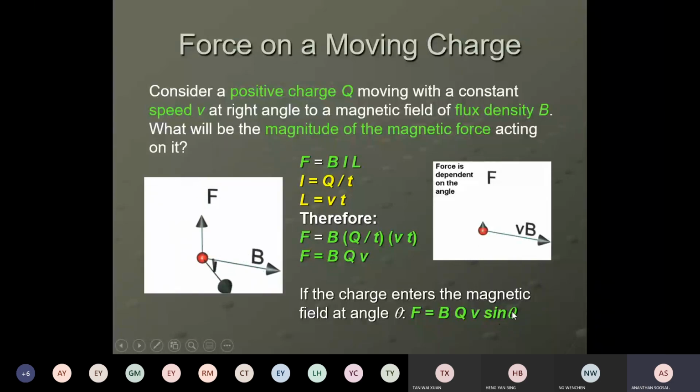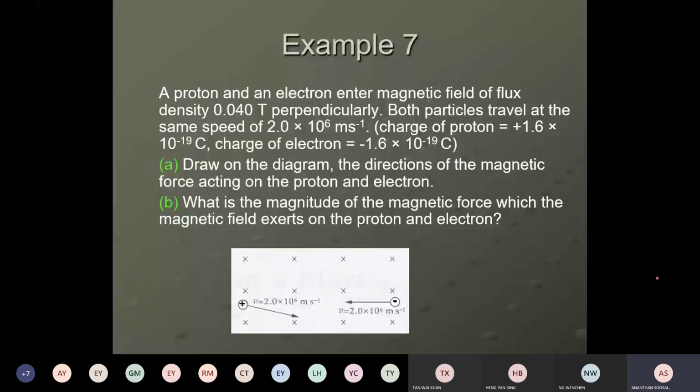Theta is the angle between the direction of the charge flow and the magnetic field. So in this case, I think the theta should be here. Let me show you. So the theta should be here. This is the theta. If the V is here, this is your theta. Okay, the angle between the velocity of the charge and the magnetic field strength is your theta. So BQV sine theta.